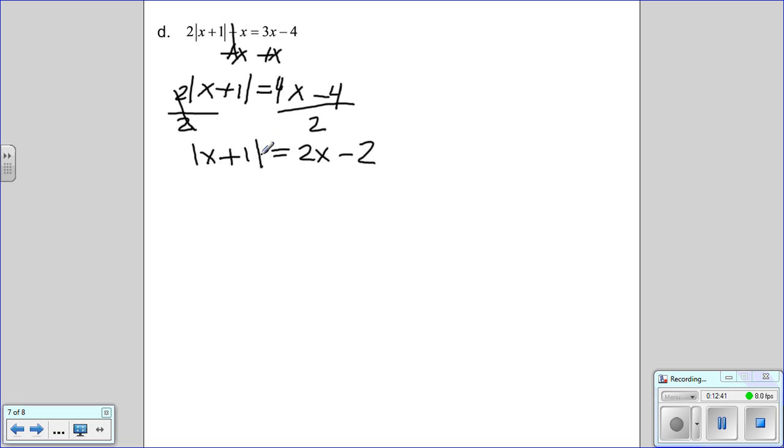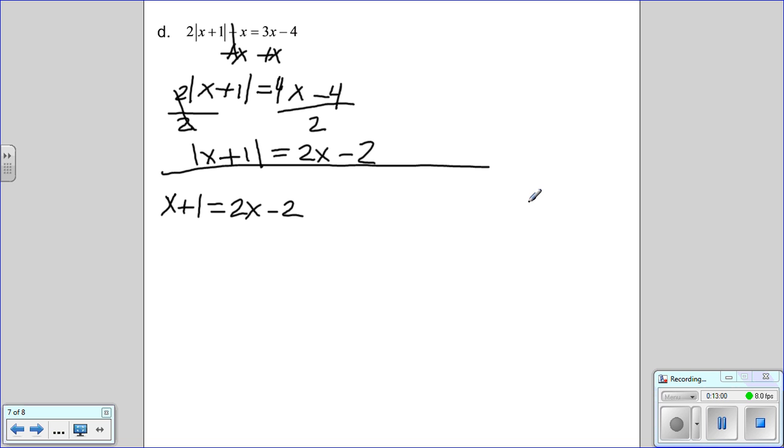And now we're ready to set up case 1 and case 2. So we had to do this original work first. Now we're ready for the second part of the problem. So case 1, basically the positive case, is the same equation without the absolute value sign. So x plus 1 equals 2x minus 2.